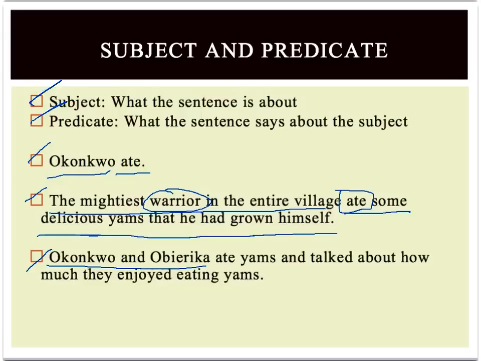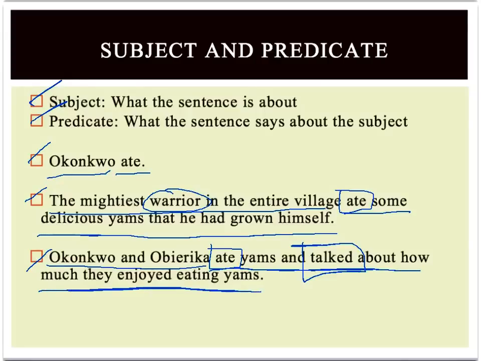It's also a compound predicate because Okonkwo and Obarika are doing several things. They ate and they talked. So again, the complete predicate is ate yams and talked about how much they enjoyed eating yams. The complete subject is Okonkwo and Obarika. But we could say it's a compound subject, Okonkwo and Obarika, and a compound predicate, ate and talked.